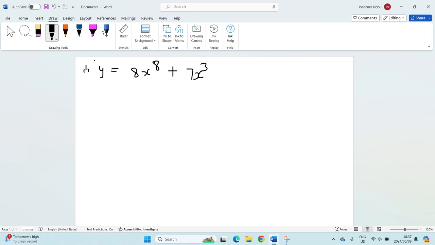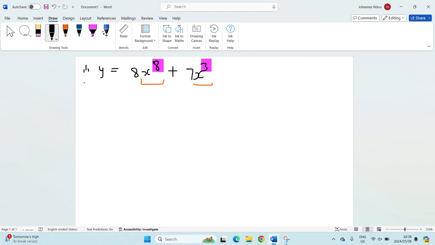Now what I can observe here is that we've got the power of 8, the power of 3, and I've got a constant multiplied by a function. In this case, my function is x to the power of 8, x to the power of 3. So now I have to know which rule to apply and where.